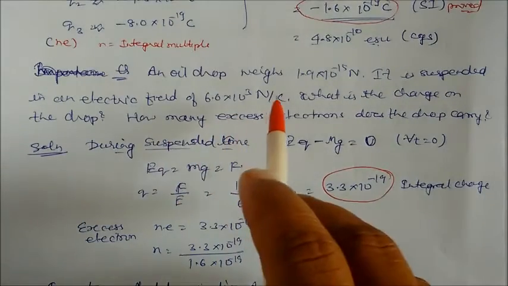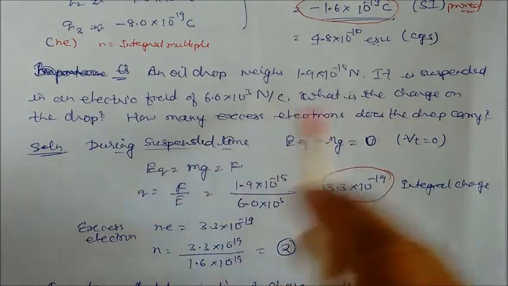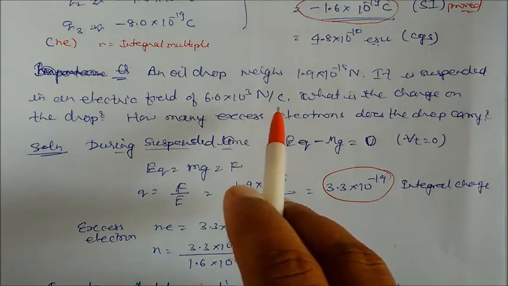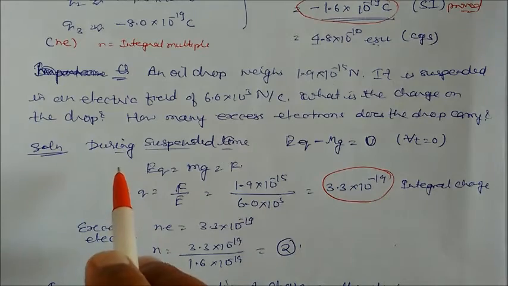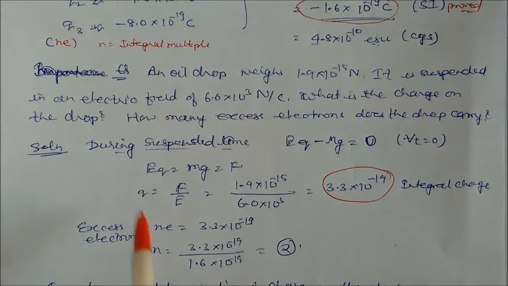An oil drop weighs 1.9 into 10 power minus 19 Newton and it is suspended in an electric field of 6 into 10 power 3 Newton per coulomb. What is the charge on the drop? How many excess electrons does the drop carry? So during suspension, what happened?